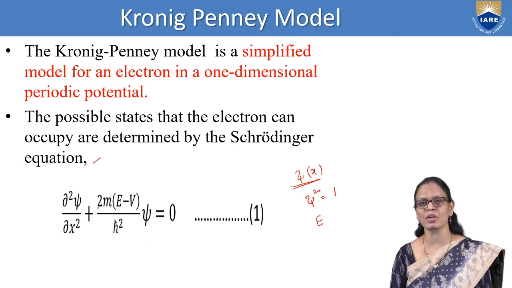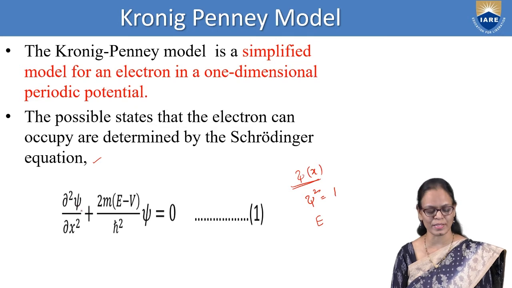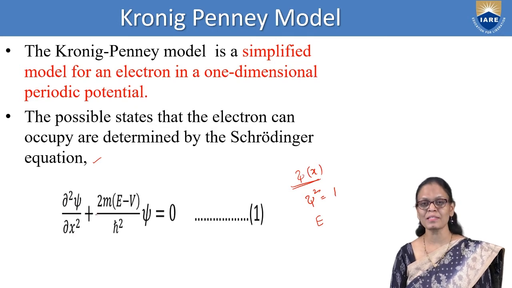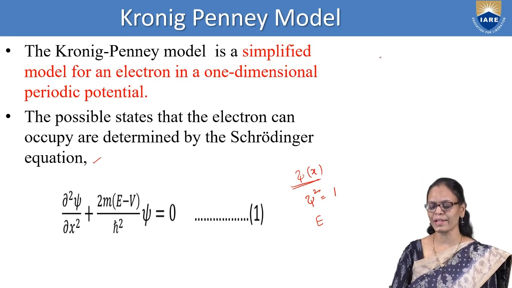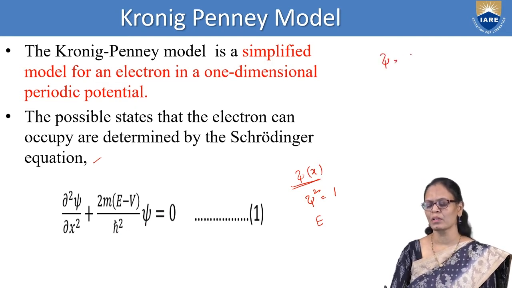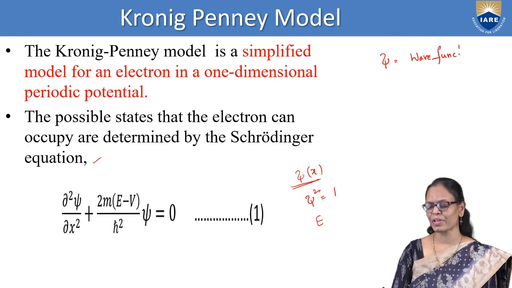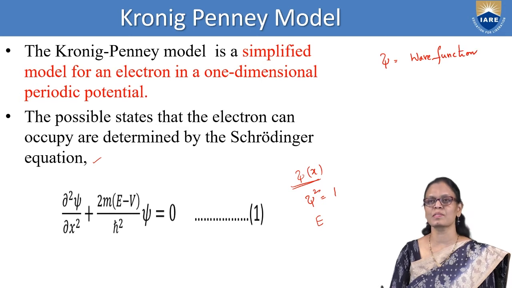So what does the Schrödinger equation represent? Del squared psi by del x squared plus 2m into (E minus V) by h cross squared into psi is equal to 0. As I told you, psi is the wave function. Psi represents the wave function because we are talking about the electron which is moving. It exhibits wave nature and to represent it we are using psi.